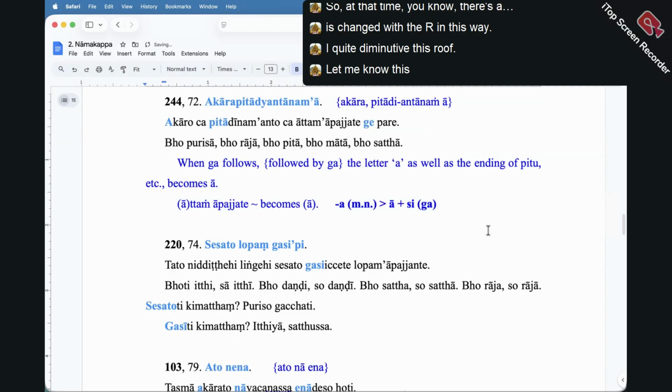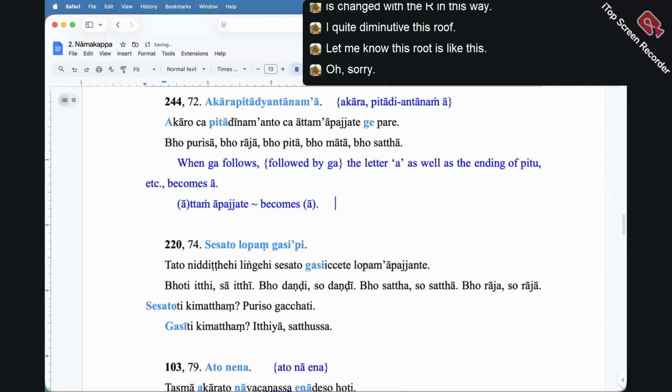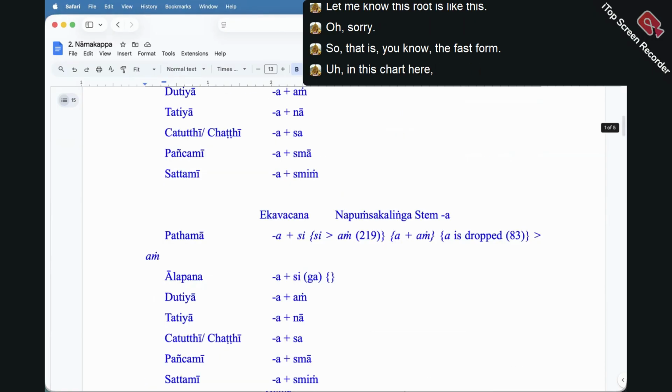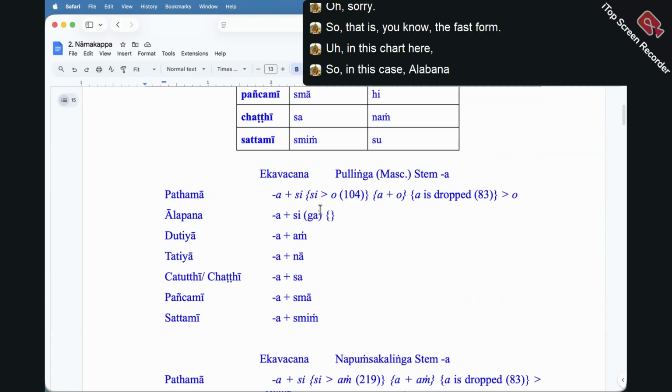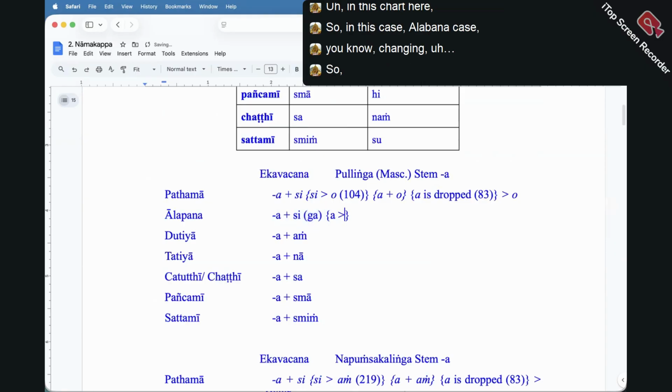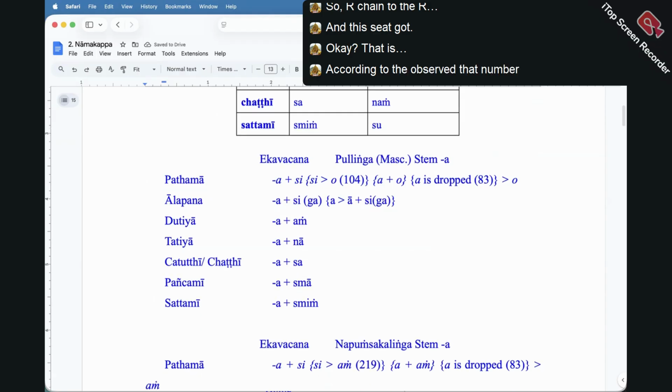The meaning of this rule is like this. So that is the first form in this chart here. So in this case, the Alabama case, changing, so R changes to the R and the C Ga. Okay, that is according to the rule number 244.